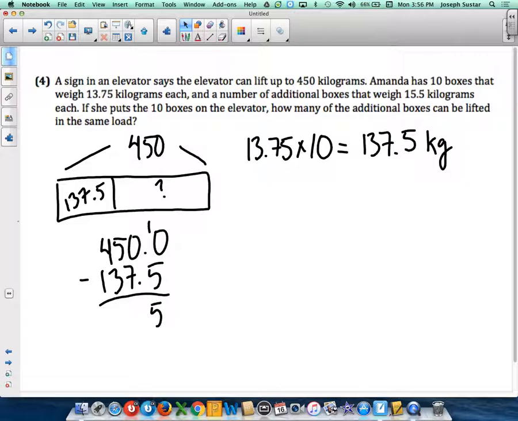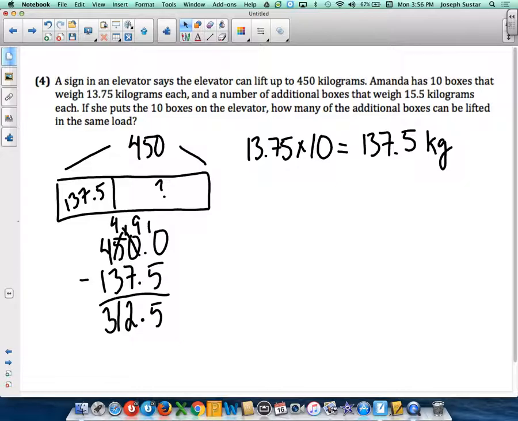We borrowed from, we need to make that a 10. Make that a 9, 4. 9 minus 7 is 2. When we subtract, we just bring down the decimal point. 4 minus 3 is 1. And 4 minus 1 is 3. So there are 312.5 kilograms remaining.